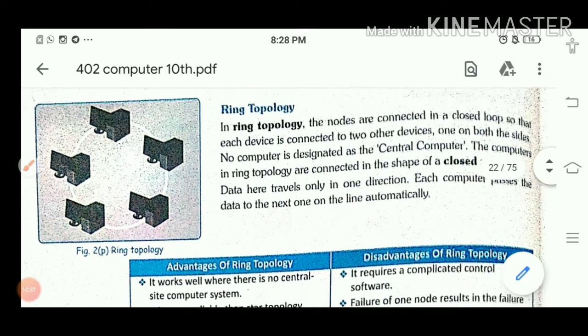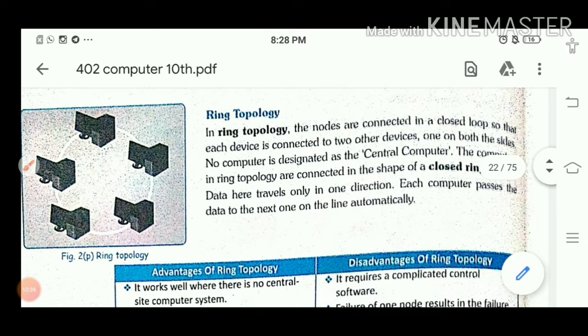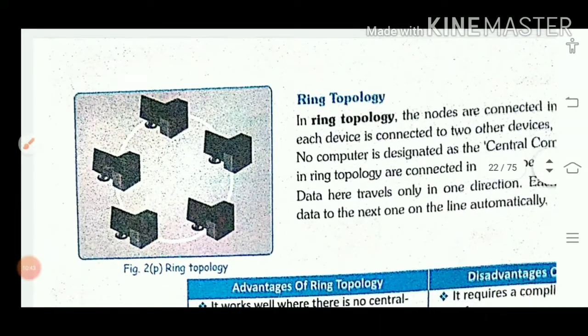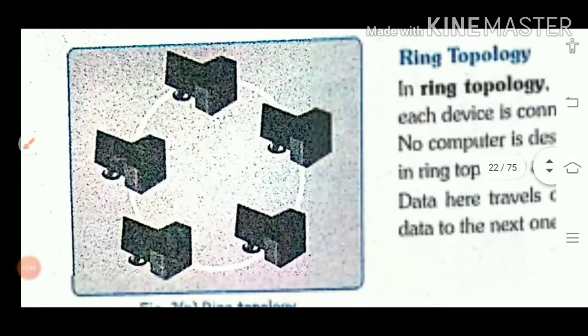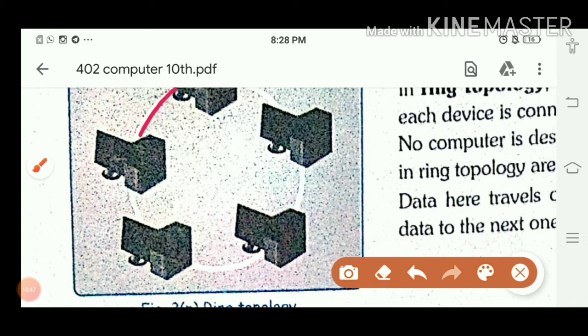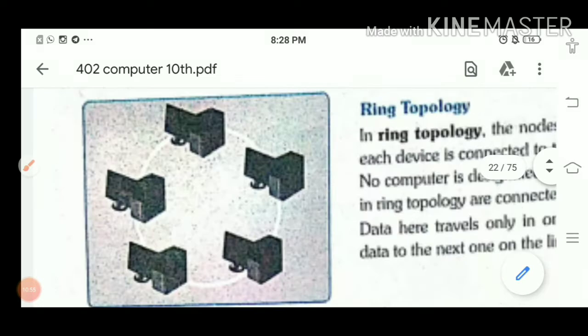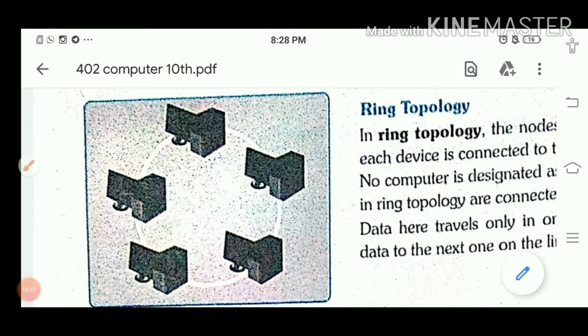So what is ring topology? In ring topology, the nodes are connected in a closed loop. This one is a closed loop. देखो close हो गया ना? It is visible to you. ठीक है. When we are arranging the computers in this manner, they are forming one ring.